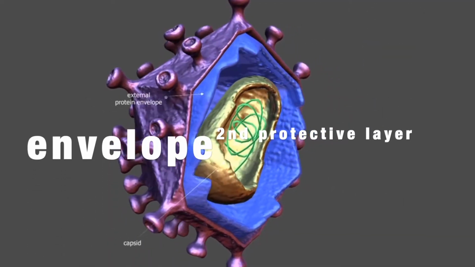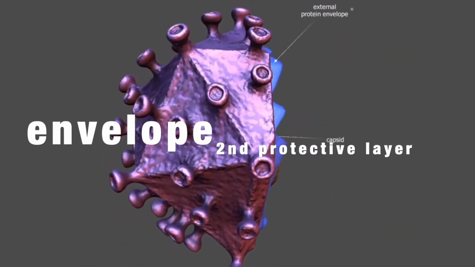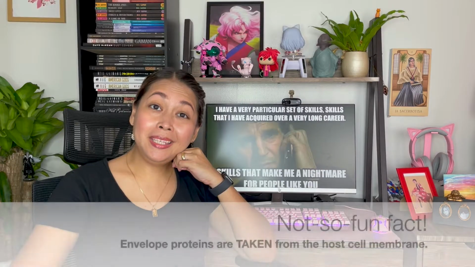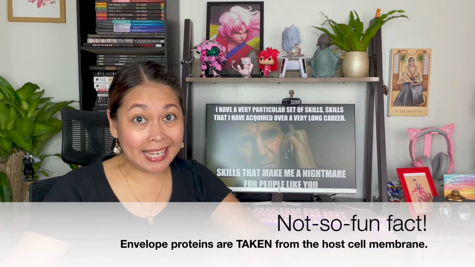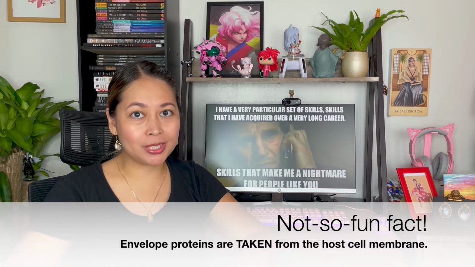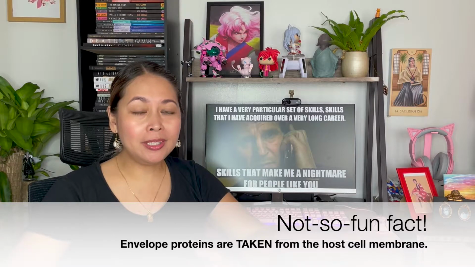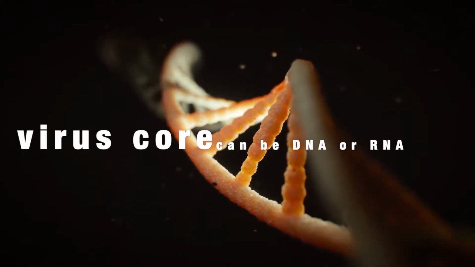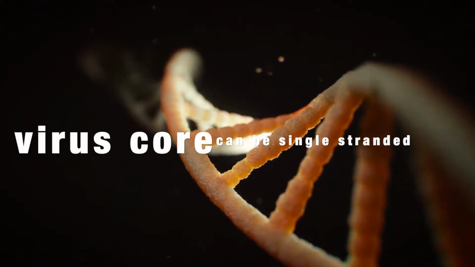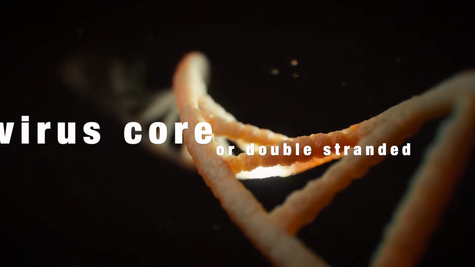Now, some viruses also have a second protective layer known as the envelope. Interestingly, the envelope is often made up of materials taken from the cell membrane of the host, little bits that are stolen, repurposed in order to serve the virus itself. What? The DNA or RNA found in the core of the virus can be single-stranded or double-stranded. But either way, it represents the genome or the sum total of the genetic information of the virus.